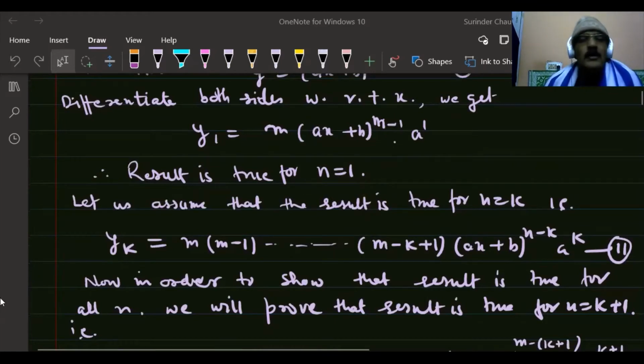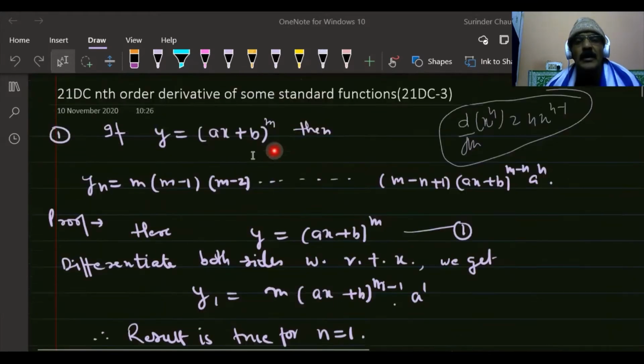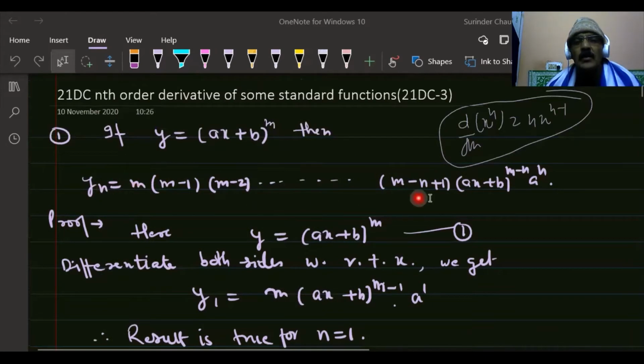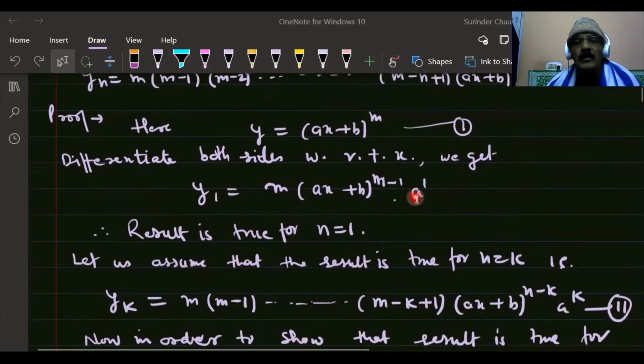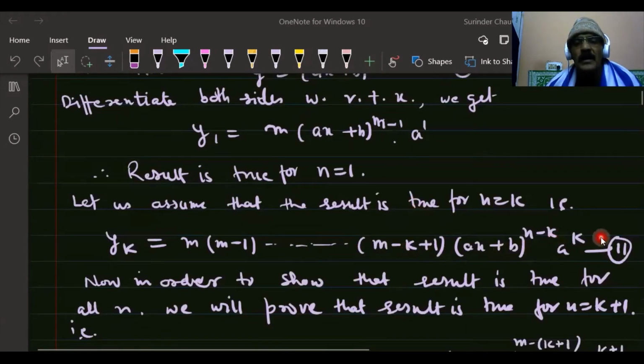Now let's assume that the result is true for n equal to k. That is, you just replace n by k. Now you have assumed this is true. Our aim is to show that the result is true for n equal to k plus 1.